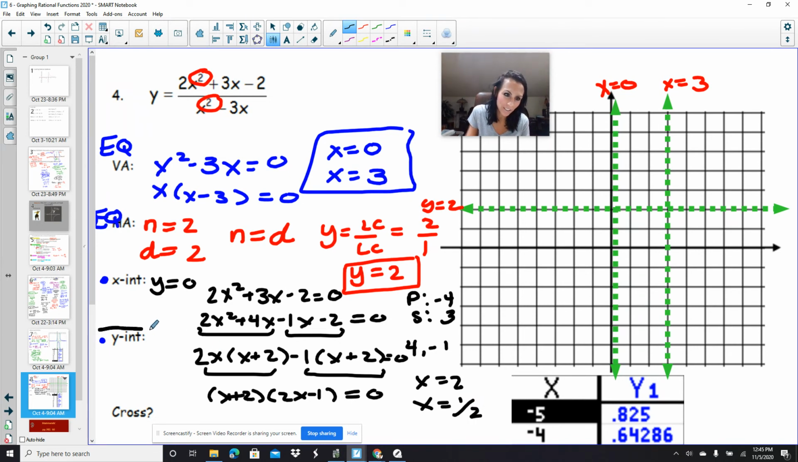I'm still on the x-intercept. So when x equals 2 and y equals 0, there's an x-intercept there. So where shall I put my work? I'll put it right up here. 2, 0 is one of the points, one of the x-intercepts, and a 1/2 0 is another. So let's get that on our graph. 2, 0, there's one. A 1/2 0, there's the other.